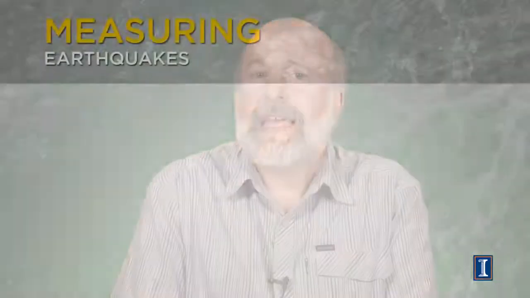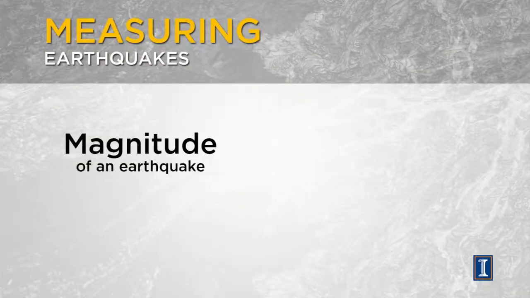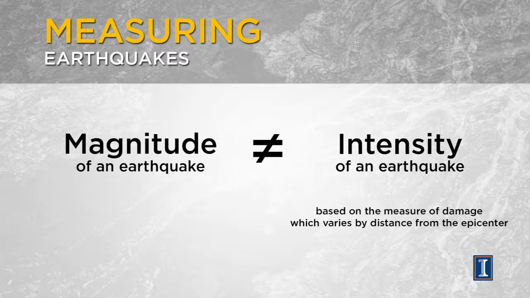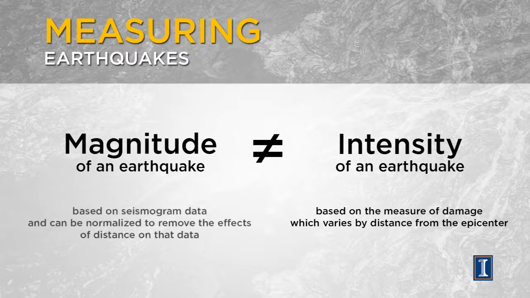One of the things that's important to recognize at this point, and I want to emphasize, is that the magnitude of an earthquake, something like the Richter magnitude or the moment magnitude, is a different number than the intensity of the earthquake, or what we called earlier the Mercalli intensity of the earthquake. Again, that's because the intensity is based on a measure of damage, and it's going to vary with distance from the epicenter, whereas the magnitude of an earthquake is a number that's based on a measurement off of a seismogram and can be normalized so that you'll get the same magnitude regardless of where you are around the world for a given earthquake.